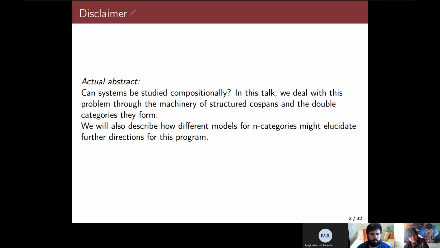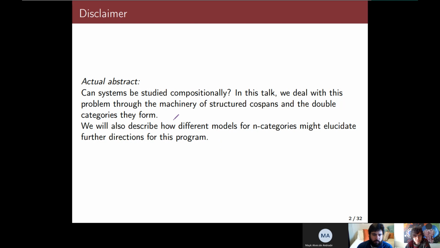And a quick disclaimer: what we're going to talk about today isn't exactly what was in the abstract. And this is the actual abstract. Can systems be studied compositionally? In this talk, we deal with this problem, the machinery of structured cospans, and the double categories they form. We'll also describe how different models for n-categories might elucidate further directions for this program.